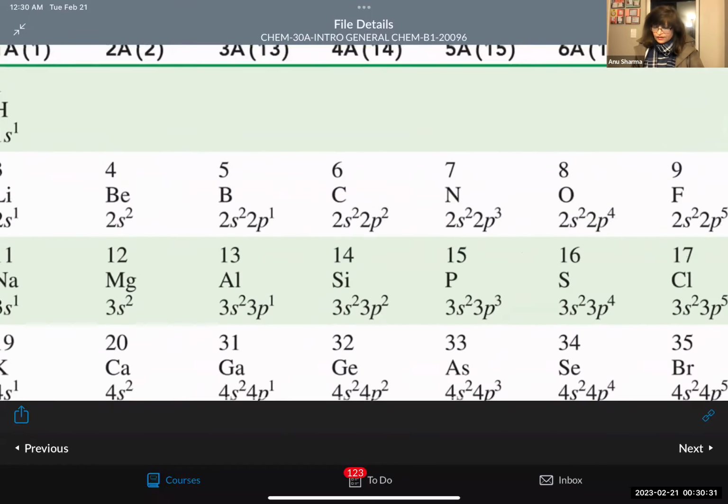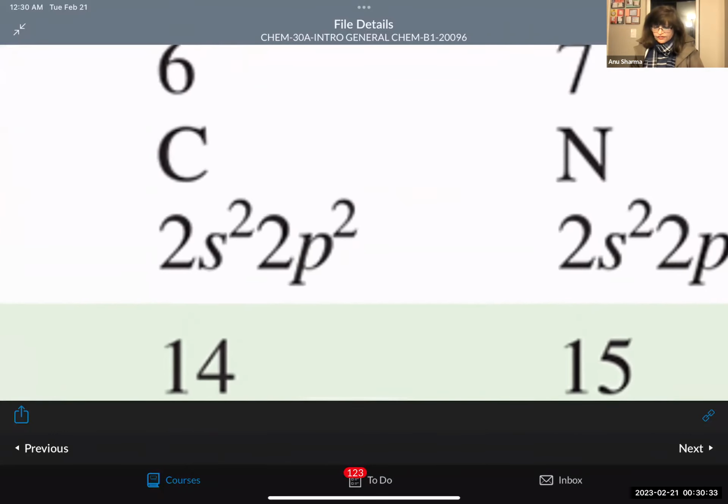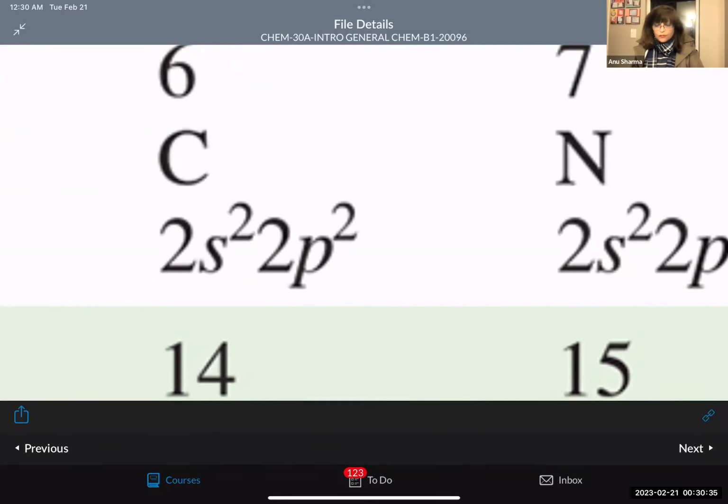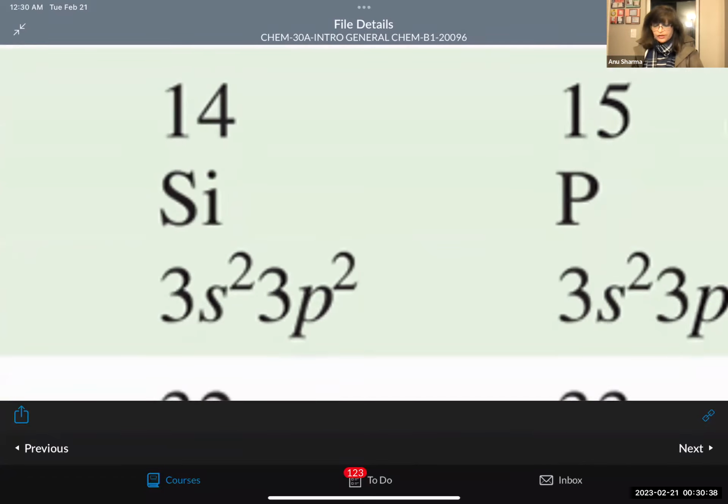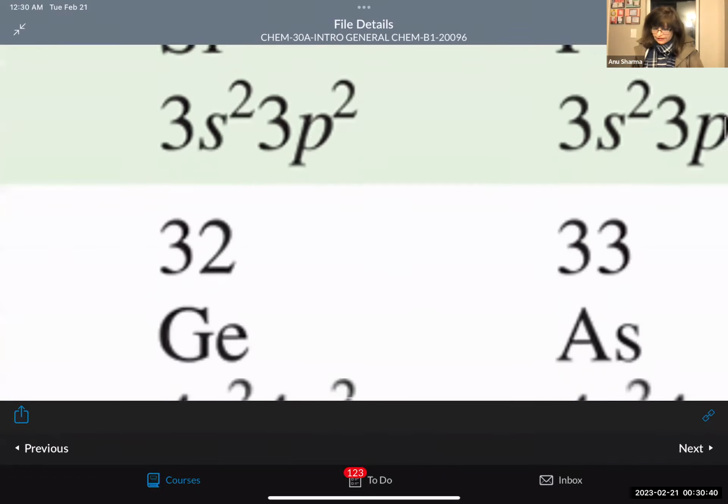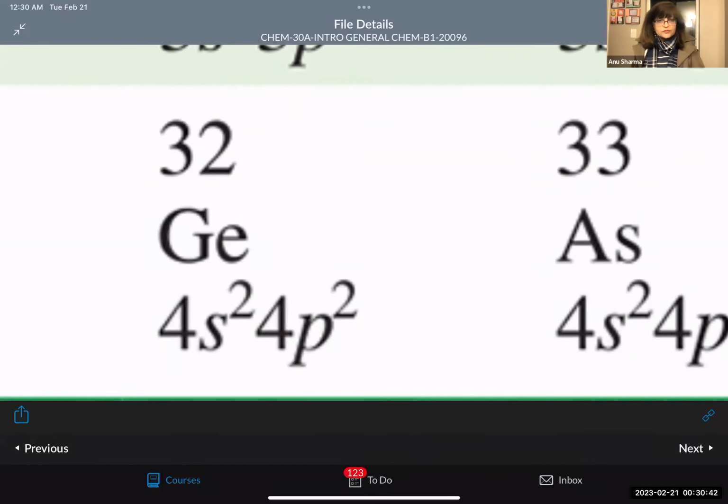Now look at carbon. Carbon is 2s2, 2p2. So 4 valence electrons. Silicon, 3s2, 3p2, 4 valence electrons. Germanium, 4s2, 4p2, 4 valence electrons. So you get a picture?